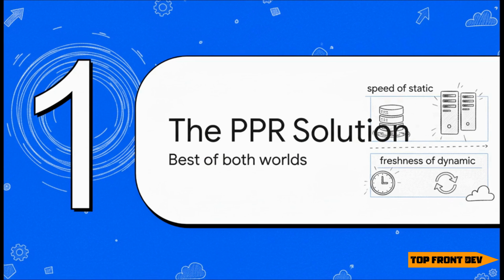So, how do we escape this dilemma? How do we get the best of both worlds? The answer is this really powerful concept in Next.js called Partial Prerendering, or PPR for short. And its entire reason for being is to give you that instant speed of a static site with the real-time freshness of a dynamic one.